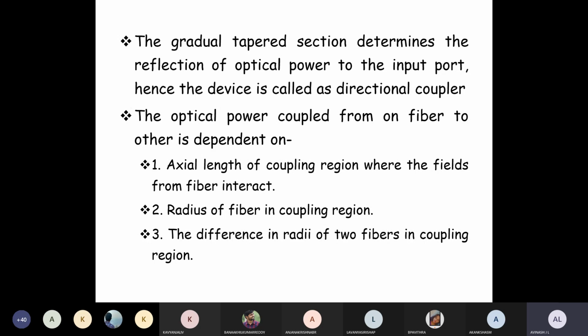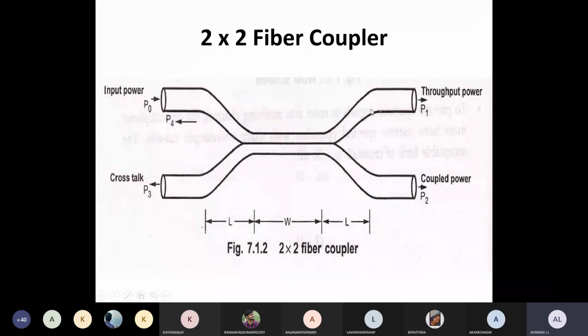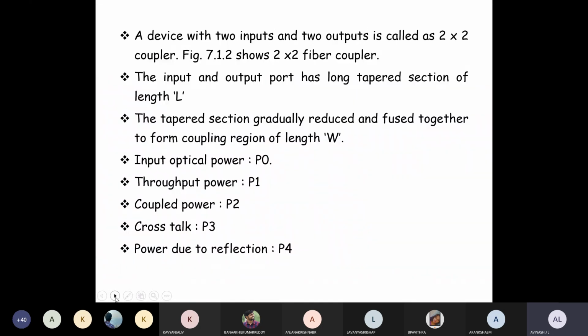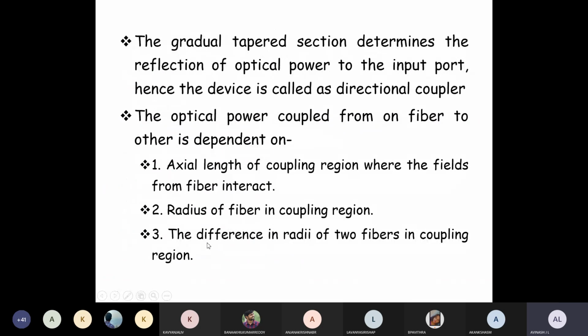See, in this particular coupling region, we have taken two fibers. The radii of these two fibers are very, very important. That is also one of the dependent parameters: the difference in radii of two fibers in the coupling region. Please write this down, all of you. After you write this, we'll go further.